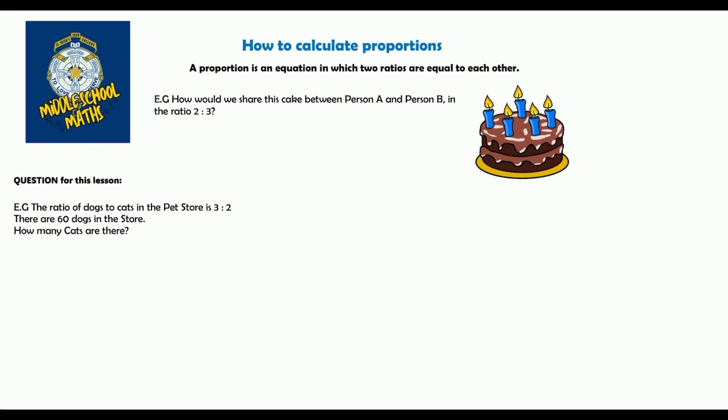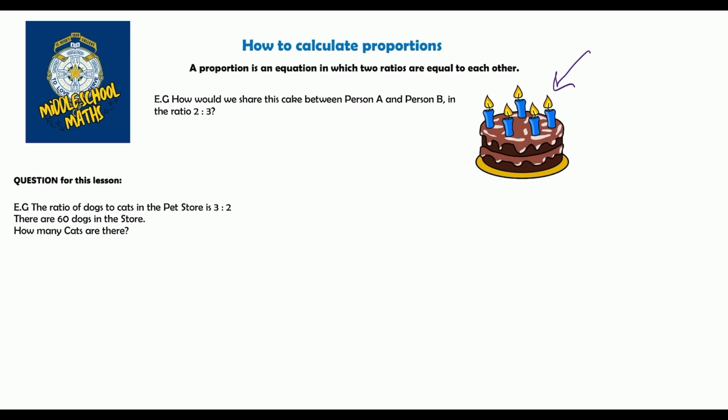In this video, we're going to learn how to calculate proportions, or how to figure them out. So we know from the last video that a proportion is an equation in which two ratios or fractions are equal to each other. So the first example that we're going to do is a nice and easy one. We're going to figure out how we're going to share this delicious looking cake between person A and person B if the ratio was 2 to 3.